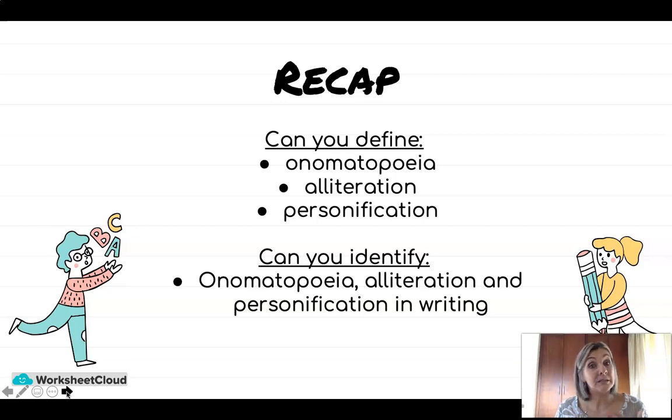Alliteration, that's the repetition of consonant sounds. So like she shall shop. Okay, but not she sells, because the S sound, the SH and the SE, not the same consonant sound. Personification is the use of giving human qualities or person qualities to objects or inanimate objects. And then can you identify them in writing like we did now in our last poem?